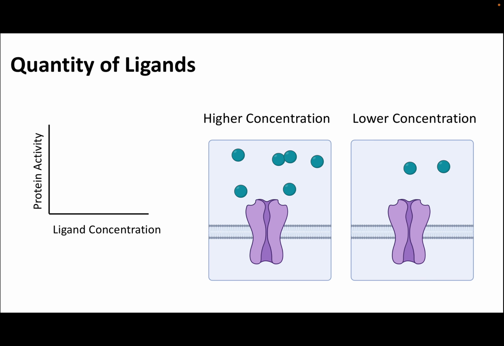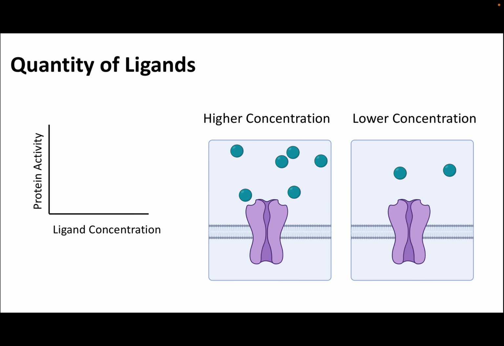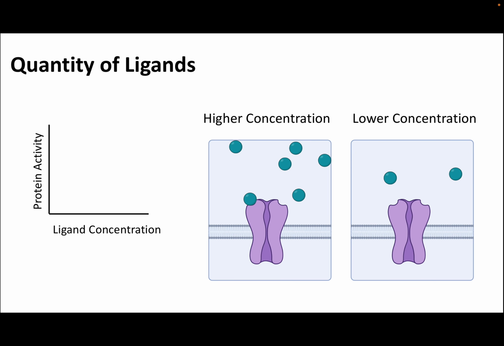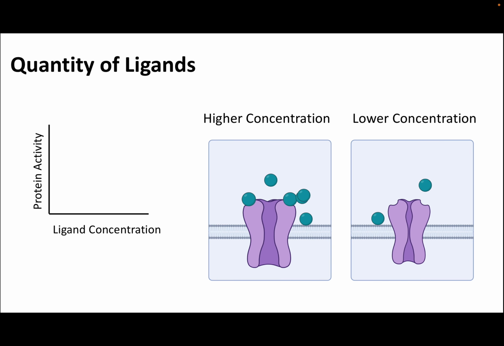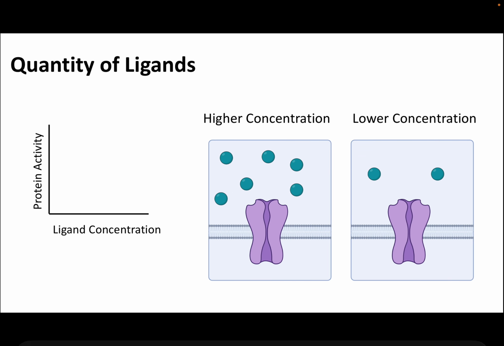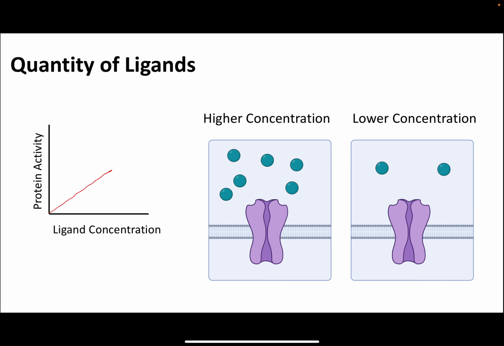When you have a lower concentration of the ligand, it's going to take longer because there's fewer of them, so the odds that they're going to randomly ricochet and bind to that binding site are lower, and so it takes more time for you to get the binding to occur. So typically what we see with ligand concentration and protein activity is that as you increase the ligand concentration, protein activity will tend to increase as well. And this is not a forever increase. We do eventually see a plateau, and that plateau is referred to as the saturation point.